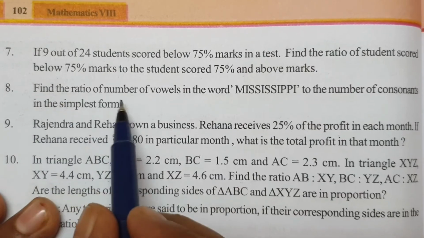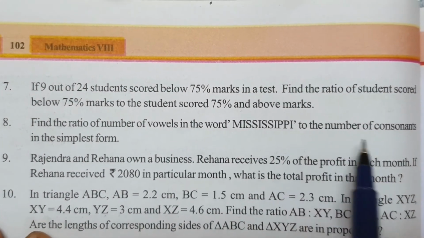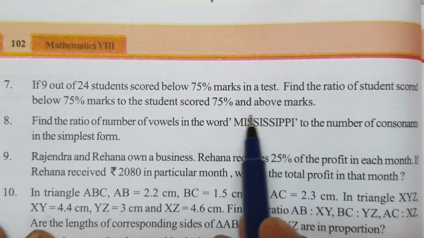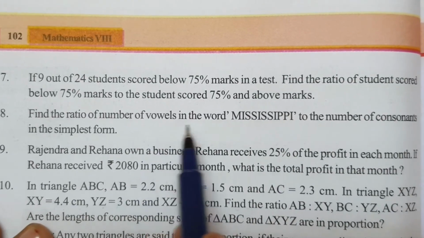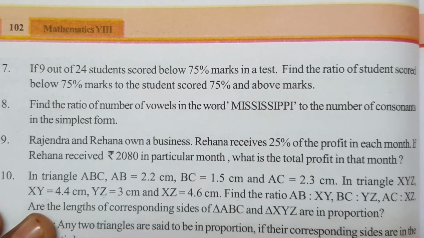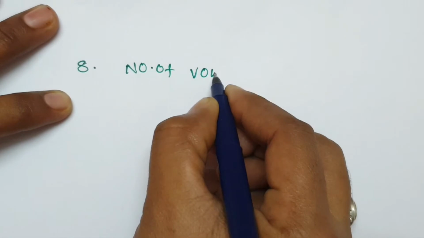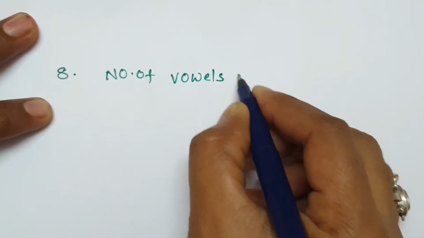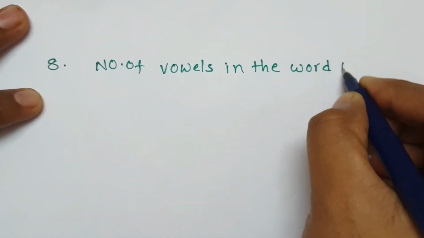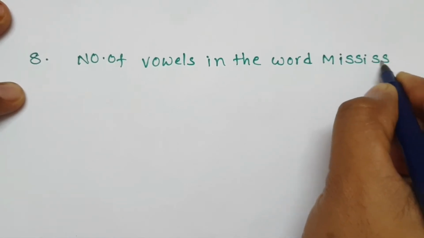8th question. Find the ratio of the number of vowels in the word Mississippi to the number of consonants in the simplest form. Means the given word, in that number of vowels, number of consonants, and find their ratio. Number of vowels in the word Mississippi.